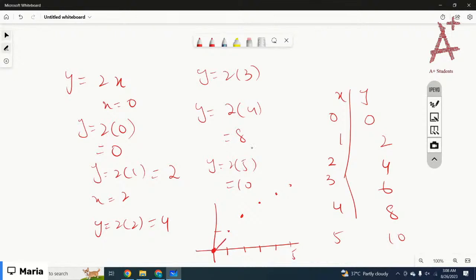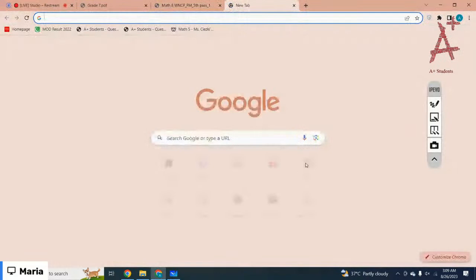You can see that is a straight line, right? Because I'm just plotting the points on the whiteboard. You can use any online graphing tool and you can plot the points. You can see the line, or you can see the graph y equals 2x.